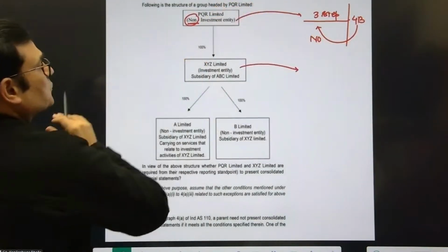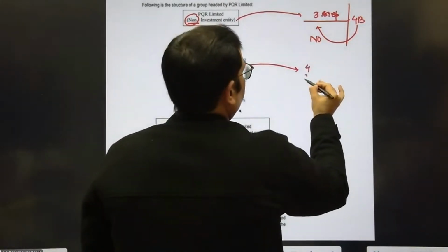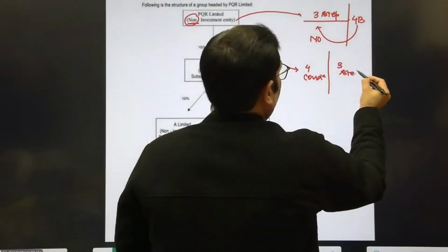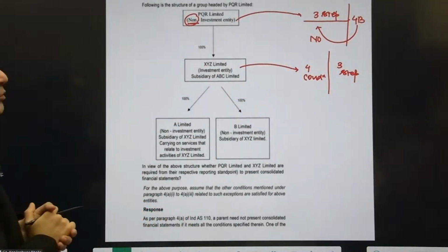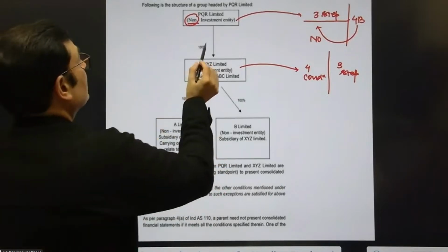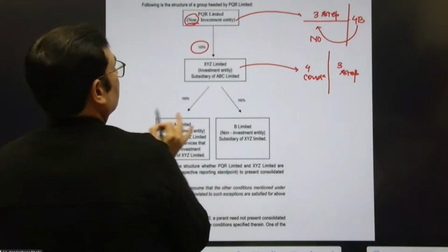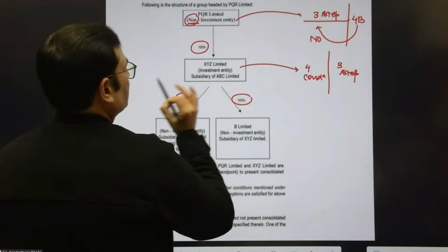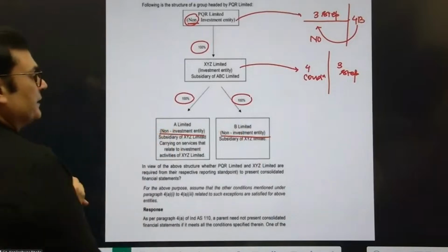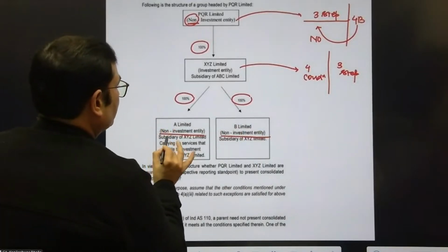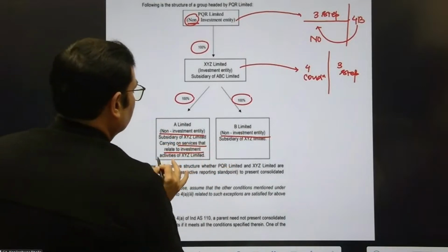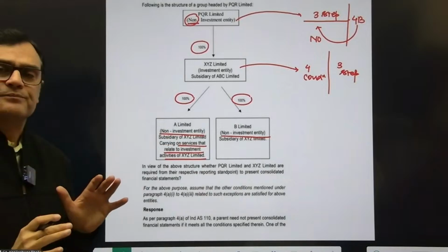Gone. Okay, what about XYZ? Can he avail the 4 conditions? Yes. Can he get the benefit of the 3-step model? Yes. And now we are given inputs about the 3-step model as well. So in this case, 3-step model input is given. Now let's see. This company has got a 100% stake in XYZ, and this company has got 100% in A and 100% in B. This is a non-investment entity. This is a non-investment entity. And then it says the subsidiary of XYZ is carrying on services that relate to the investment activities of XYZ.